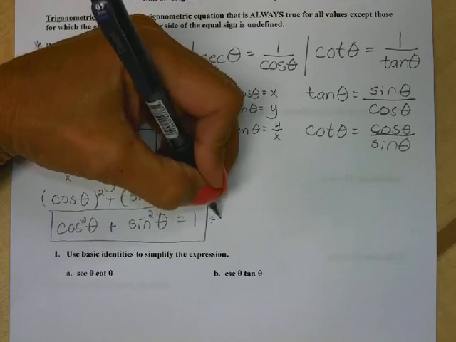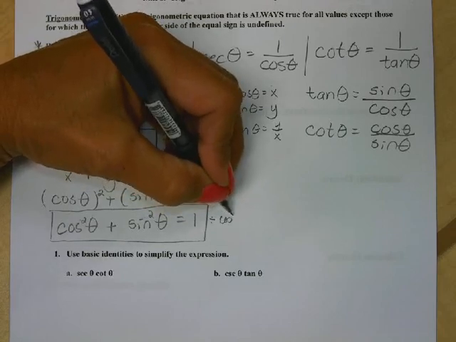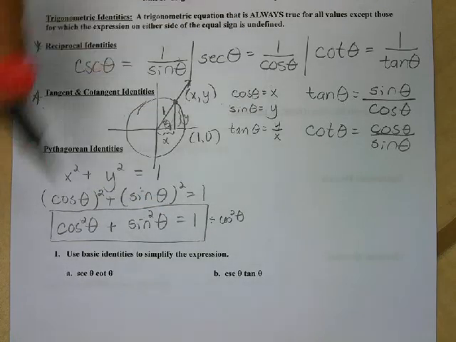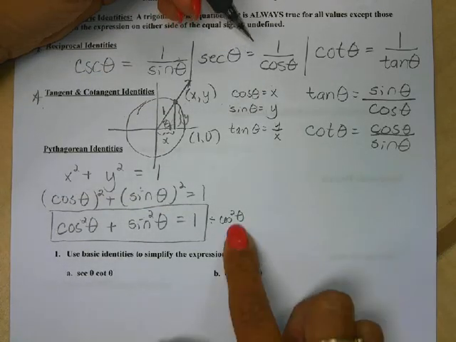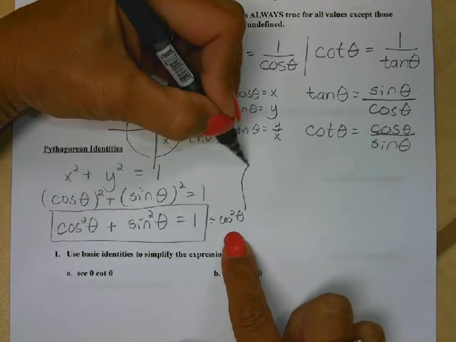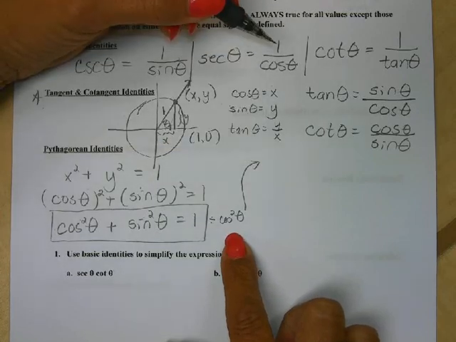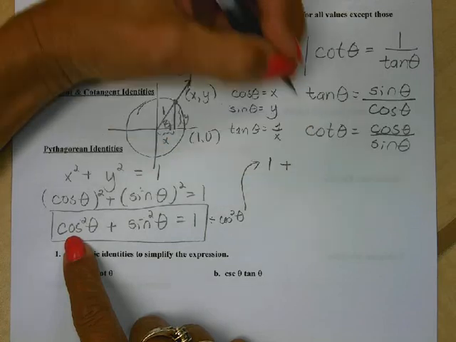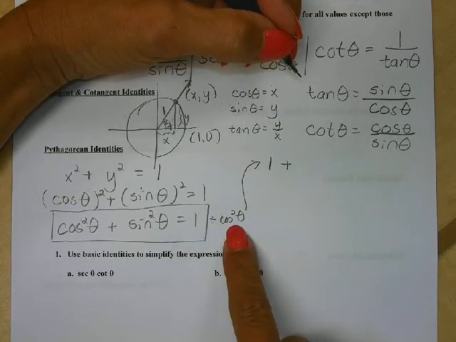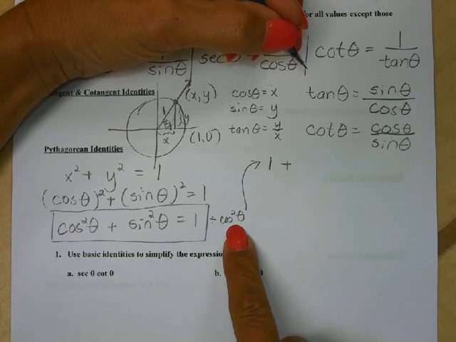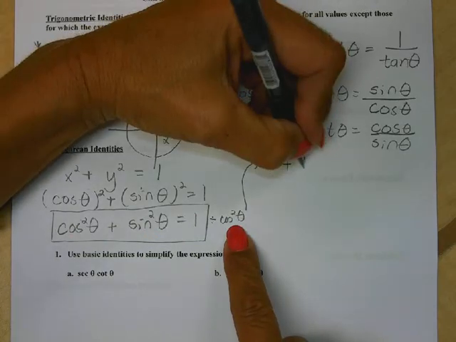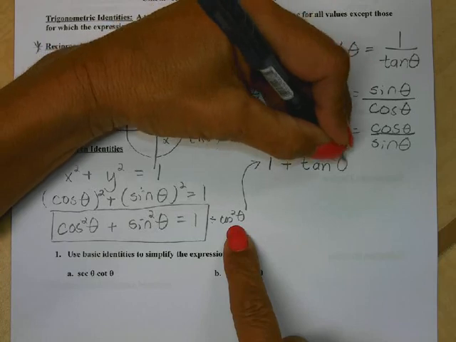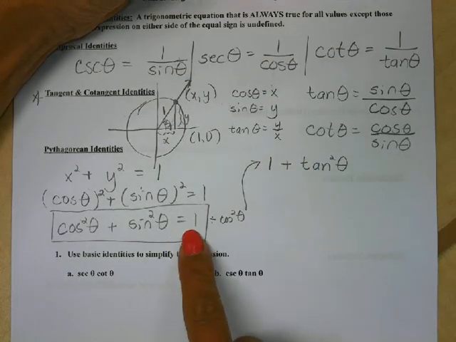Now, if we take this function and we divide the entire function through by the cosine squared of theta, so divide all 3 of these terms by the cosine squared of theta, we'll get a second Pythagorean identity. So if I divide this term by cosine squared of theta, I would get 1. If I divide this term by the cosine squared of theta, I have sine squared of theta over cosine squared of theta, and that will become tangent squared of theta.